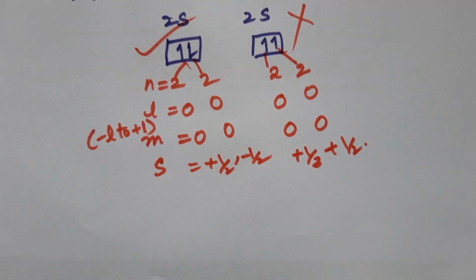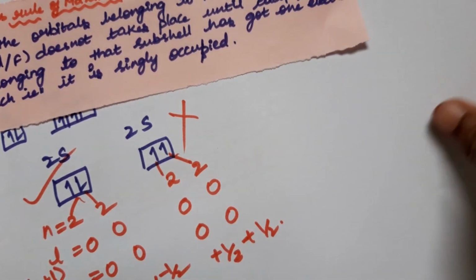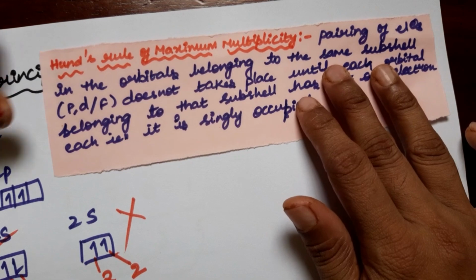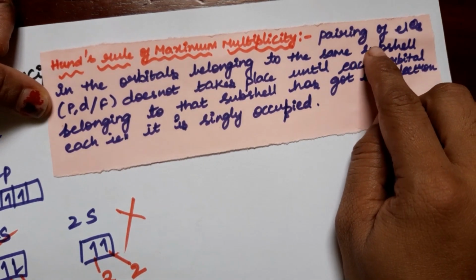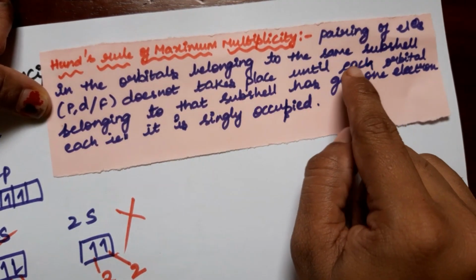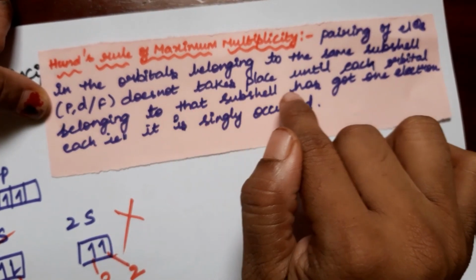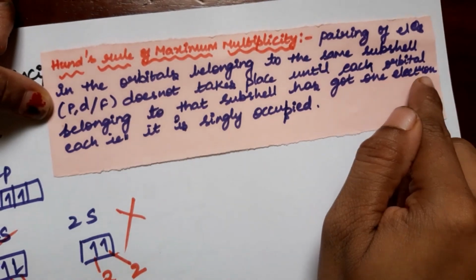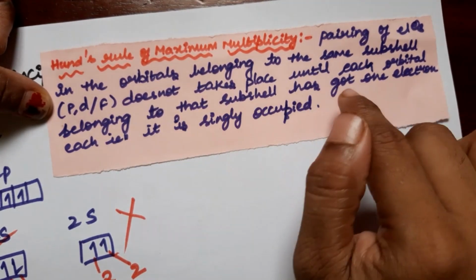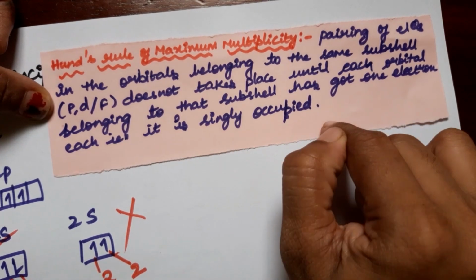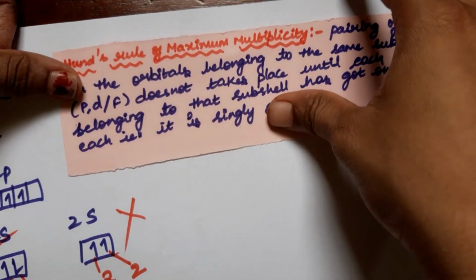Third rule is Hund's rule. Now, if you observe Hund's rule of maximum multiplicity, pairing of electrons in the orbitals belonging to the same subshell P, D or F does not take place until each orbital belonging to that subshell has got 1 electron each. That is, it is singly occupied. I am explaining this Hund's rule.